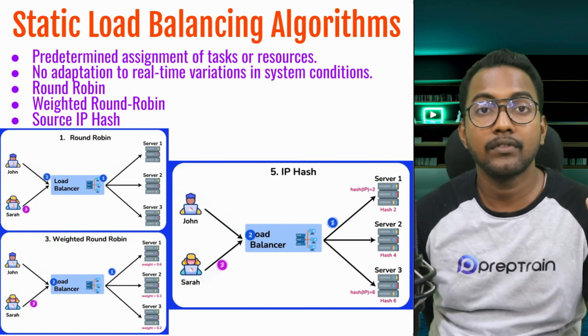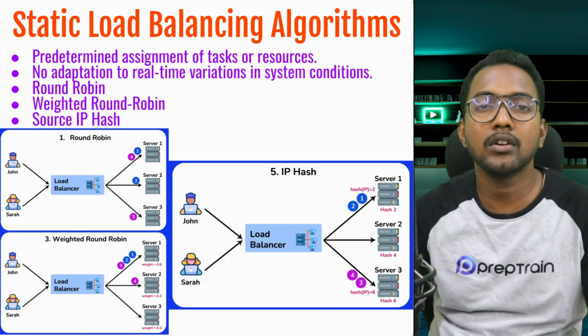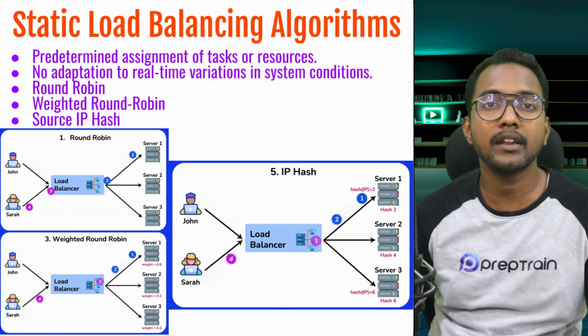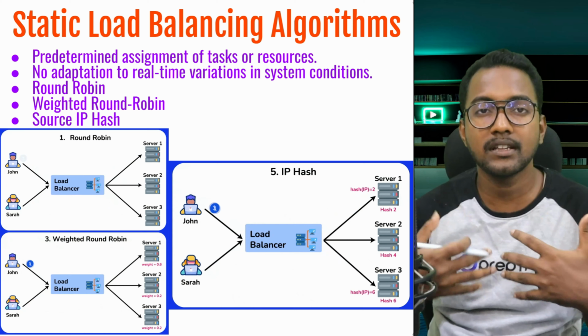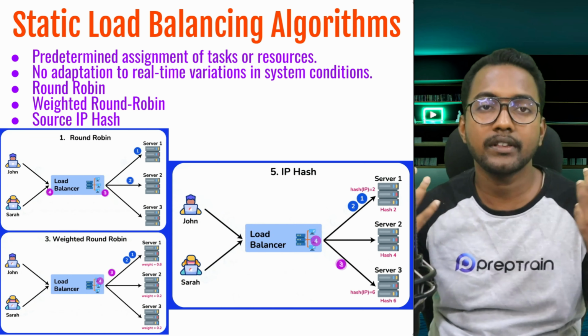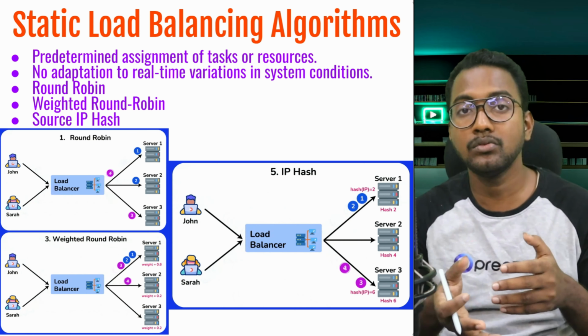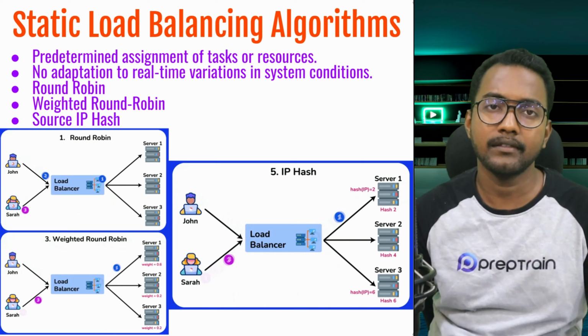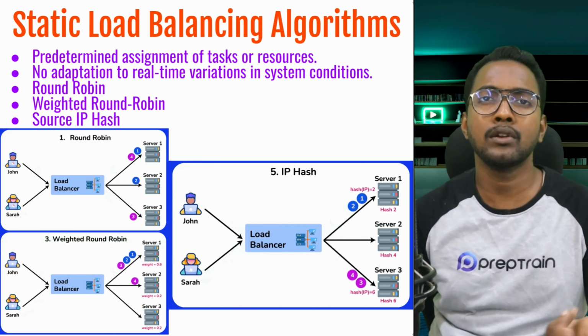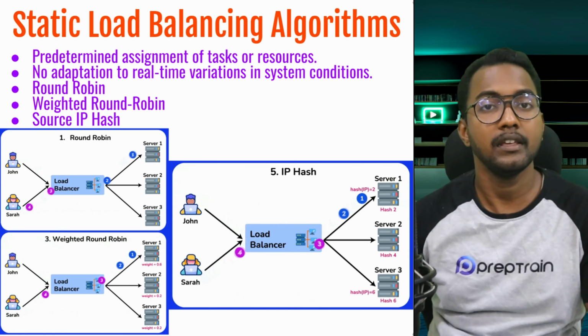We have round robin. The round robin algorithm basically distributes incoming requests across servers in a sequential and cyclic manner. So for example, if there are three servers, the first request goes to server 1, the second to server 2, the third to server 3, and then it repeats. This is simple and works well when all servers have basically equal capacity.